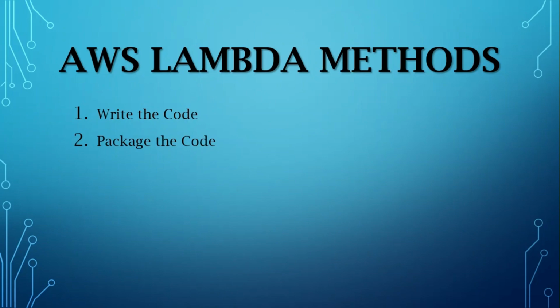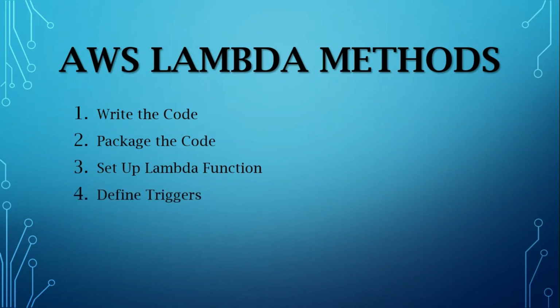Package the code. If your code has dependencies, you may need to package it as a deployment package like a zip file before uploading to Lambda. Set up Lambda function. Configure your Lambda function in the AWS console. Define runtime, memory allocation, execution timeout, and environment variables.